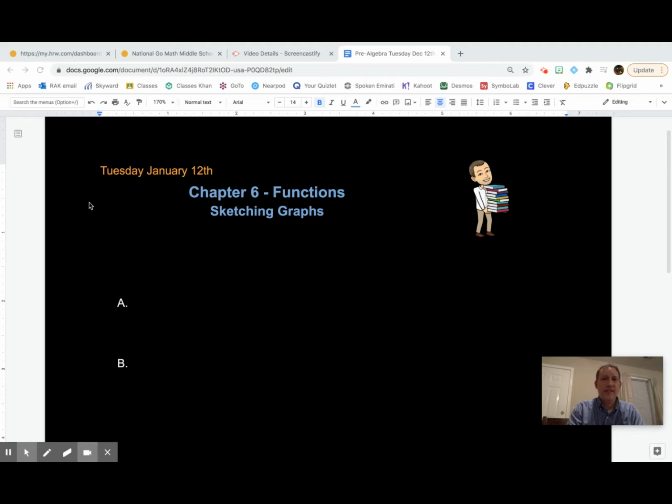Hey class, so today is Tuesday, January 12th. We're going to be looking at functions pretty much the rest of this week. And today we're going to look at sketching graphs. Now yesterday we looked at interpreting graphs, and then today we're going to focus a little bit more on sketching them. That being said, let's first look at yesterday's homework, that last page, page 176, because you actually sketch a graph there.